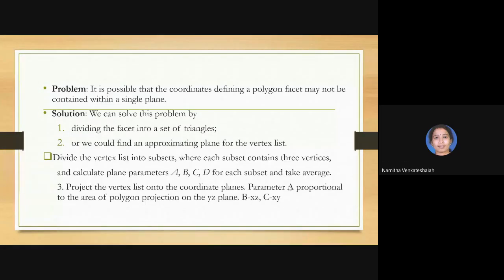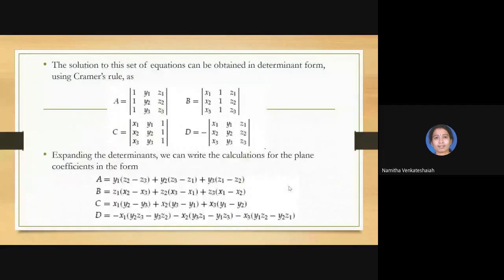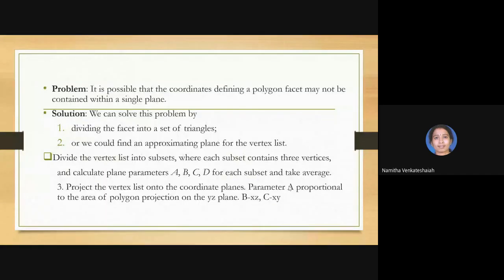So what is the solution for that? I have to find whether it is on the single plane or not. For that, the knowledge we have used till now in the plane equation will be used. So why do we use it? In order to find on which plane the polygon faces actually are. So three solutions are there for that. One is dividing the faces into set of triangles. Dividing the faces.